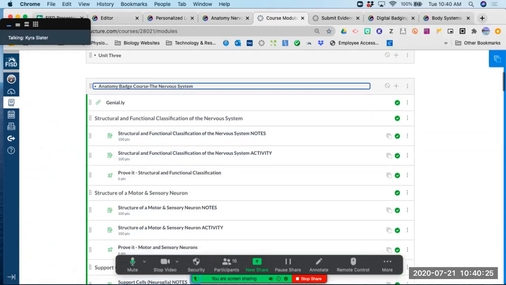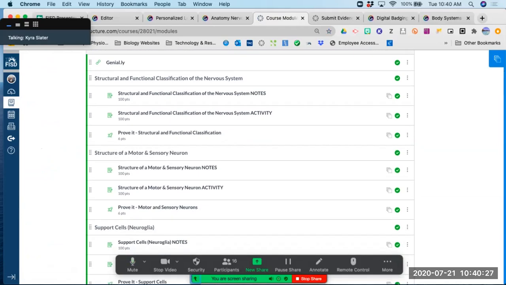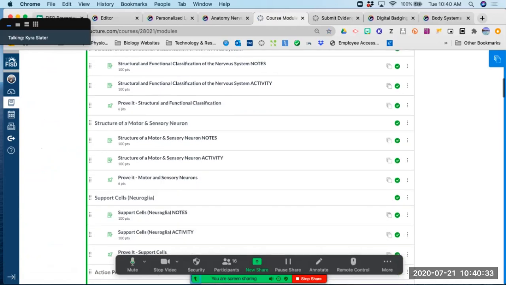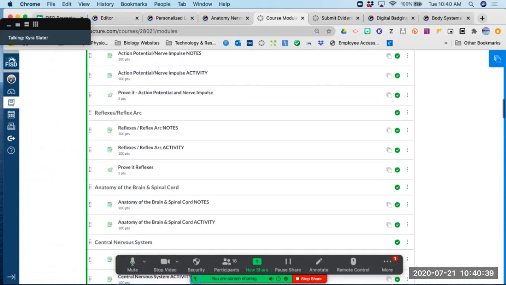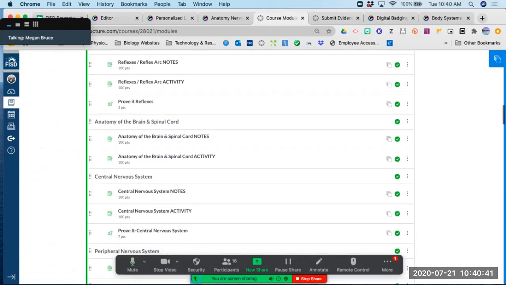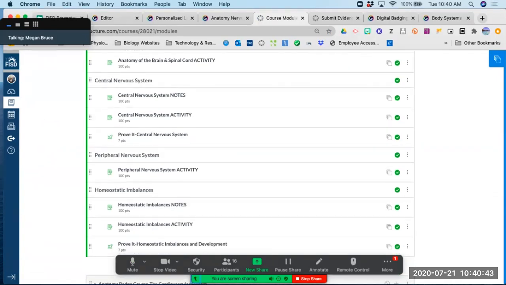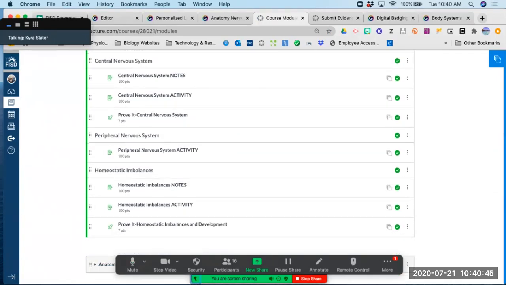So we basically went through, and for each topic, we put the topic name and then notes, activity, prove it. And then did that for every single topic. And then I would link this to the Genially. So your Genially is just like the canvas that the kids see. It's just like a place for everything to be housed.